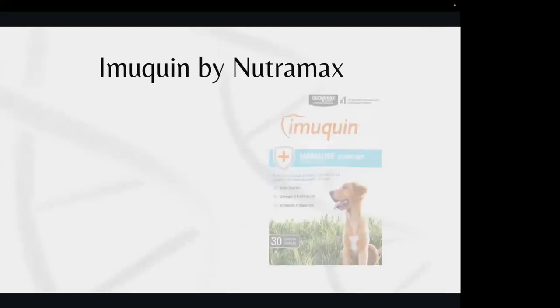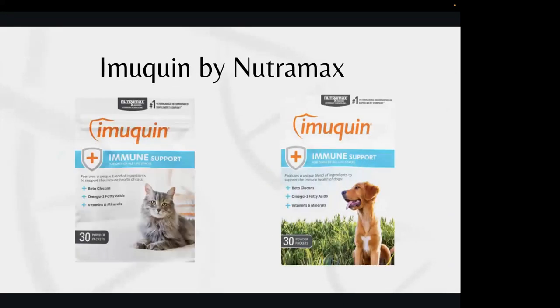Now, one other way to get beta glucans into your patient is by this product by Nutramax. It's called Immuquin. This is basically like a multivitamin and mineral supplement for dogs and cats in a powdered form, but it also contains beta glucans. They get their beta glucans from yeast. They've been seeing some really good results in cats with IBD with this product. So this is just one other way to get beta glucans into your patient.